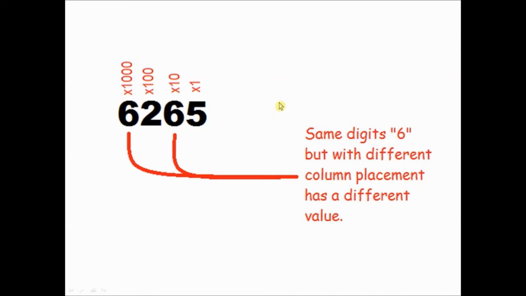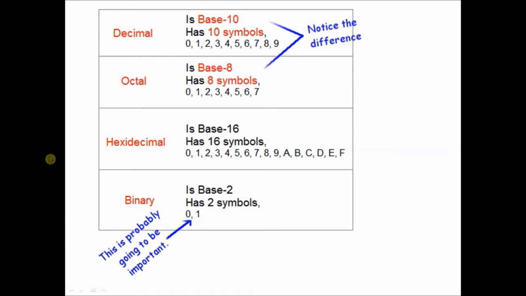And back then they taught us the column system, the ones column, tens column, hundreds column, etc., where you could use the same digits, in this case 6, put them in two different columns, and they have two totally different values, like 6,000 versus 60. Now, the fact that we call it the decimal system, and I alluded to earlier, there are other number systems out there.